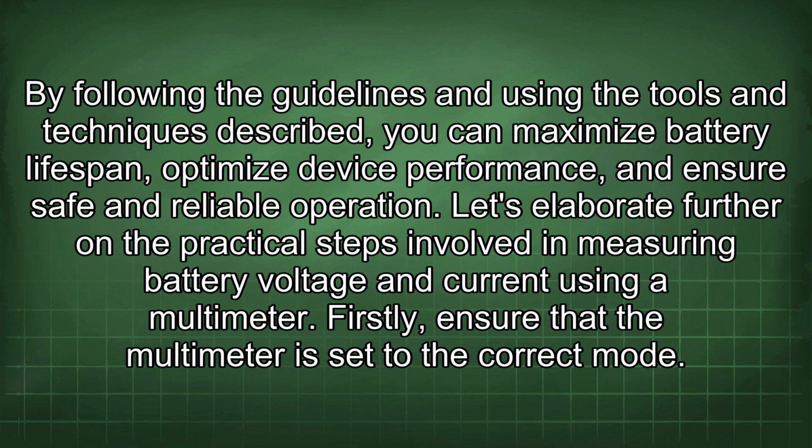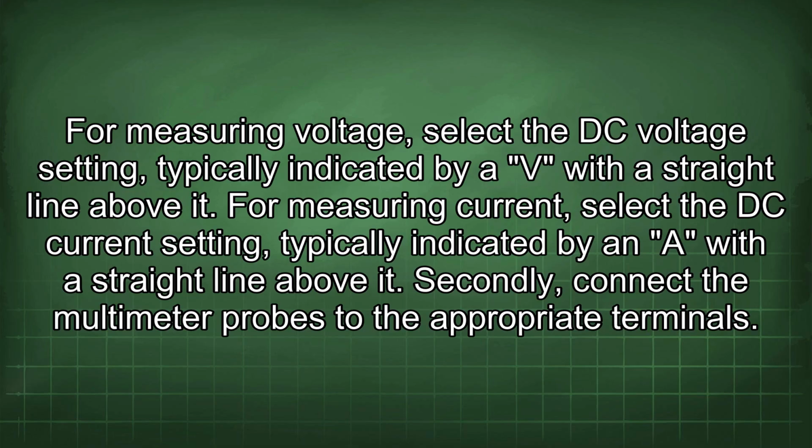Let's elaborate further on the practical steps involved in measuring battery voltage and current using a multimeter. Firstly, ensure that the multimeter is set to the correct mode. For measuring voltage, select the DC voltage setting, typically indicated by a V with a straight line above it. For measuring current, select the DC current setting, typically indicated by an O with a straight line above it.